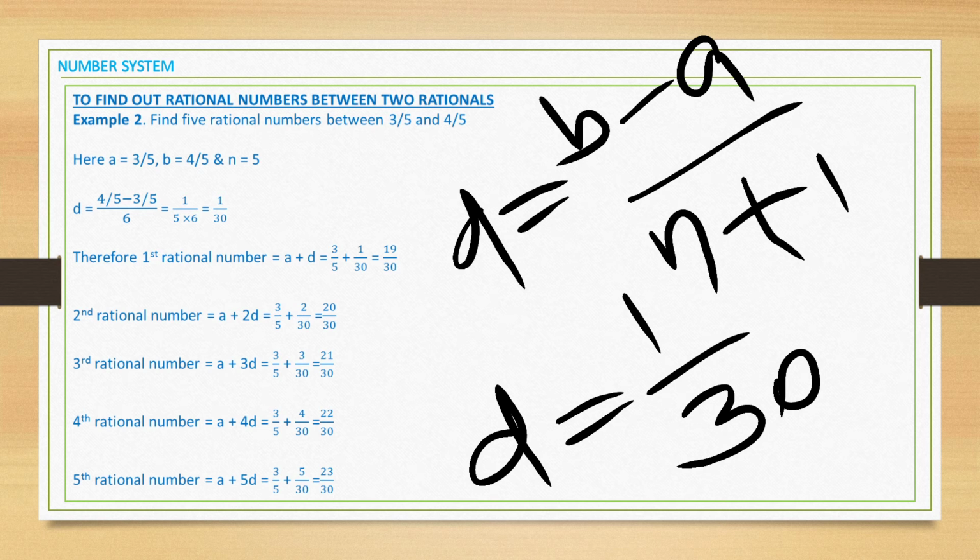Fine. So see here, the first rational number is a plus d. 3 by 5 is a, d is 1 by 30. If you add them, you will get 19 by 30. How are you getting 19 by 30?